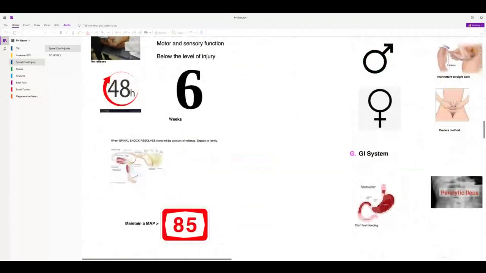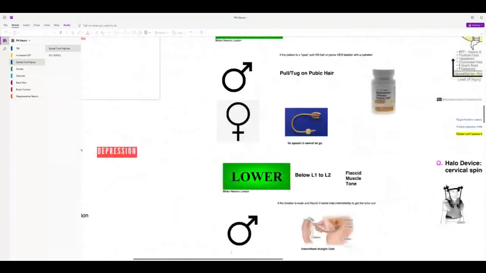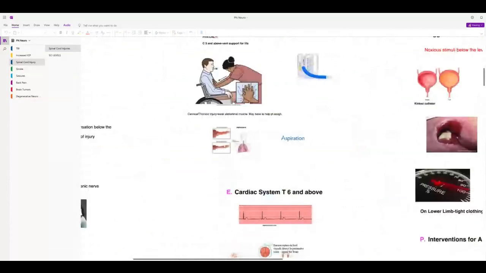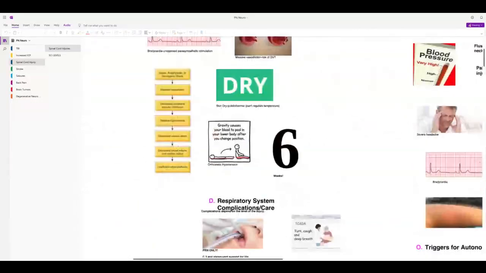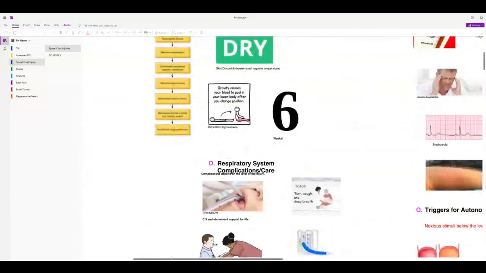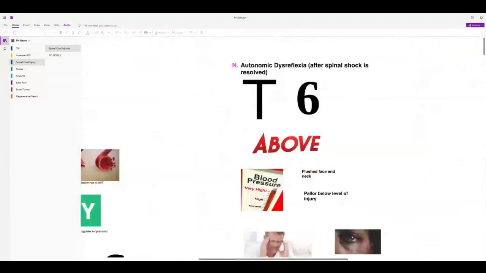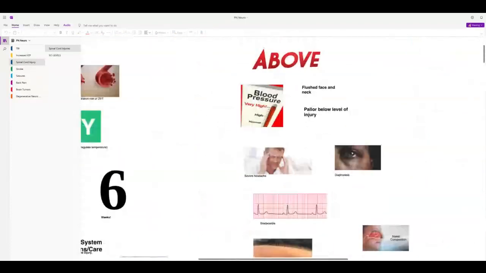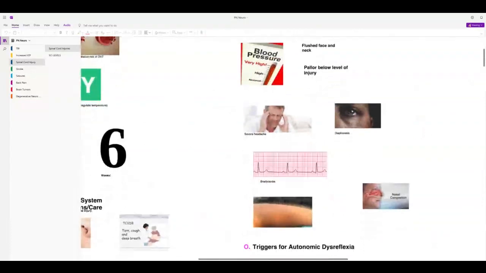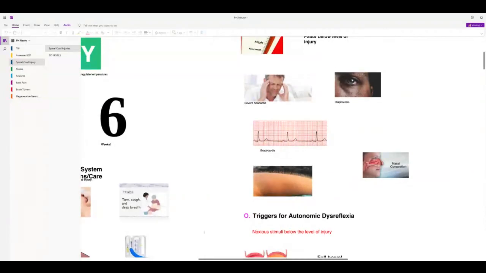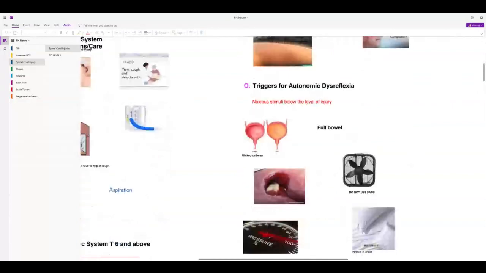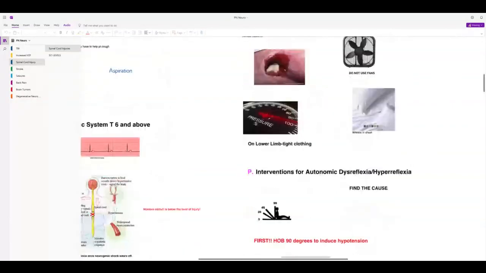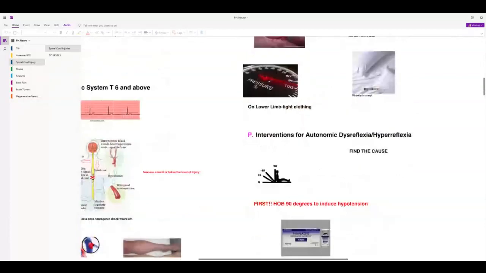We talked about T6 and above. The most important thing that you have to remember is autonomic dysreflexia. Right. T6 and above. So remember that. Flushing above the level of the injury, pallor below the level of the injury, severe headache, diaphoresis, bradycardia, erection. This is like goosebumps, they get that too, nasal congestion. And we talked about all the triggers, so make sure you review those and what to do. Like get the head of the bed up, find the cause.